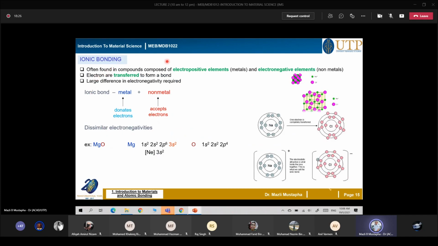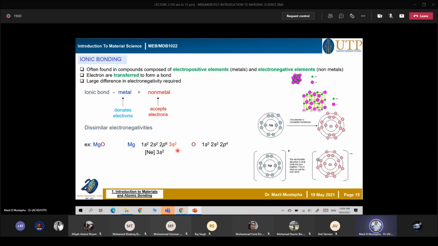For the ionic bonding, as I mentioned, it means releasing or receiving electrons. It is often found in compounds composed of electropositive metals, like magnesium, aluminium, sodium. Those are all electropositive elements, and they combine with the electronegative elements, which we call non-metals. Basically, we learned this during your foundation.